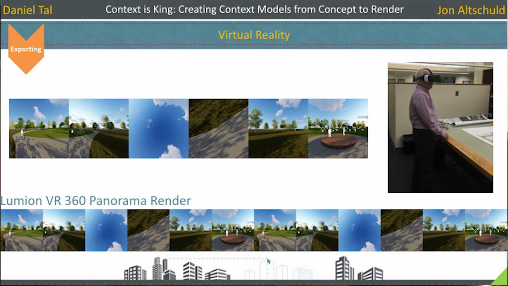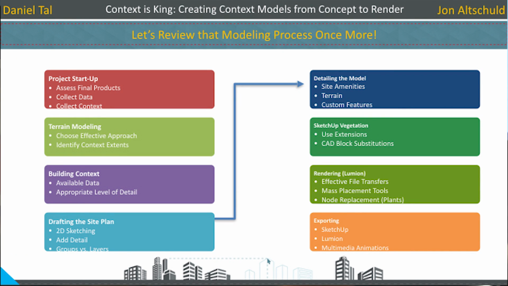So just a recap of our overall process. You want to run through it now? Go for it. Okay. So step one, we start the project, look at what we need, and collect all the context info. So street views, Google Earth views, base map, swap out high-res images. Terrain modeling, choose our approach, and proceed.